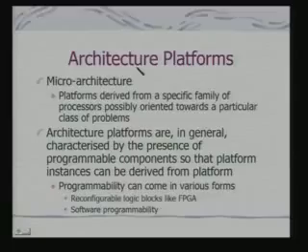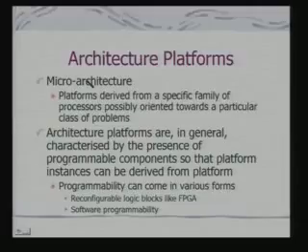In fact, architecture platforms typically are microarchitecture based. What we say is that platforms derive from a specific family of processors possibly oriented towards a particular class of problems. So the platforms which provide the basic hardware architecture are typically built around some processor family. It can be an ARM family, it can be even around other processors like your PIC family. So they are typically built around a processor family.